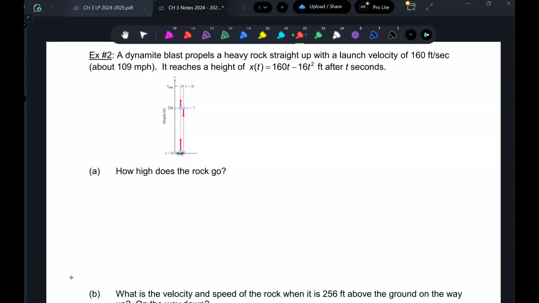And now we look at our examples. Okay, here we go. A dynamite blast propels a heavy rock straight up at a launch velocity of 160 feet per second. That's about 109 miles per hour, but we don't need to really know that because we're going to just keep it in feet per second. It reaches a height. So x of t is what? This is our position function.